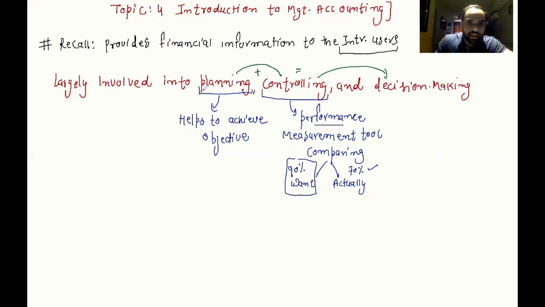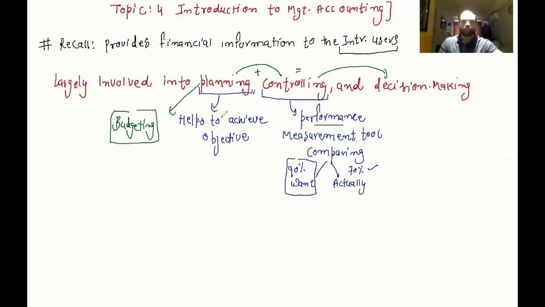Sometimes we call it planning, and sometimes we call it budgeting. Budget means making a plan. Budgeting means planning, right? So that's the whole thing for management accounting. So management accounting is largely involved in making plans, controlling or tracking the performance, and finally making decisions, all right? Making decisions using what we have done in the plan and what we actually achieved. And then we take it further. So that's the meaning of management accounting.